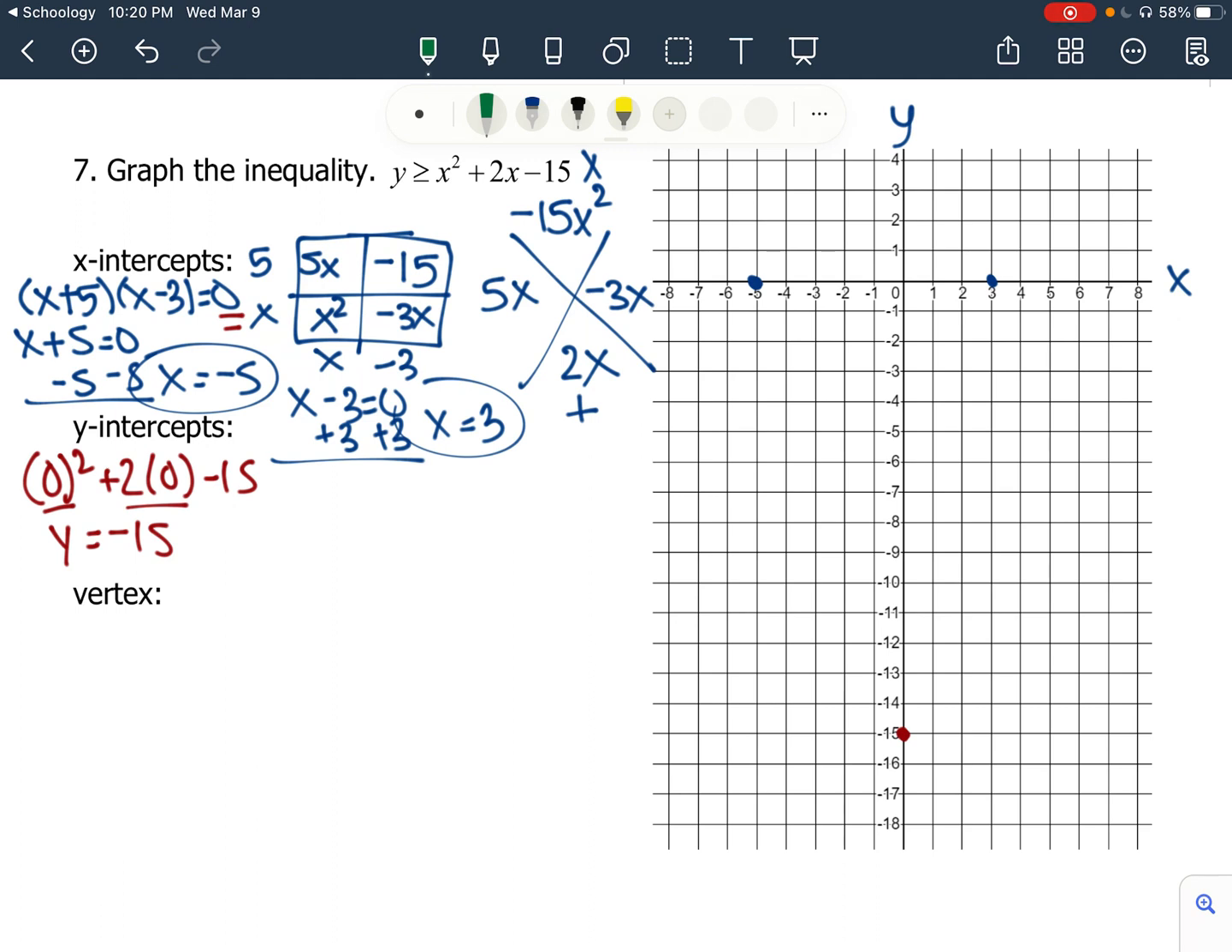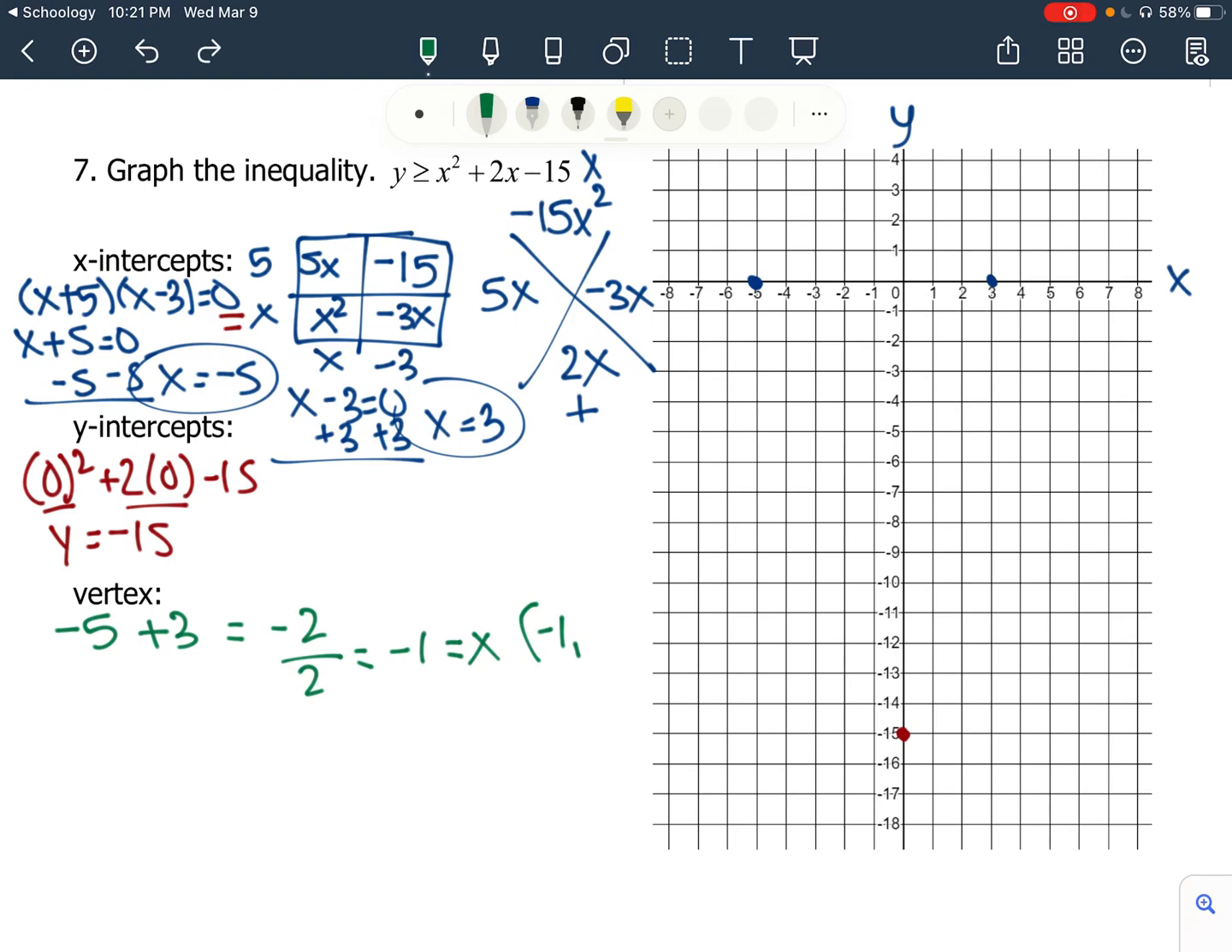So for the vertex, you use the x-intercepts to help you find it because the vertex is halfway in between those two. I don't know if that's actually halfway, I just kind of drew it. But the way you're going to find that specifically is take the negative 5 and then add 3 to it. So that's negative 2, and then you're going to cut that in half because you want the middle of that. So that's your new x value. That's telling you where the x value is of the vertex.